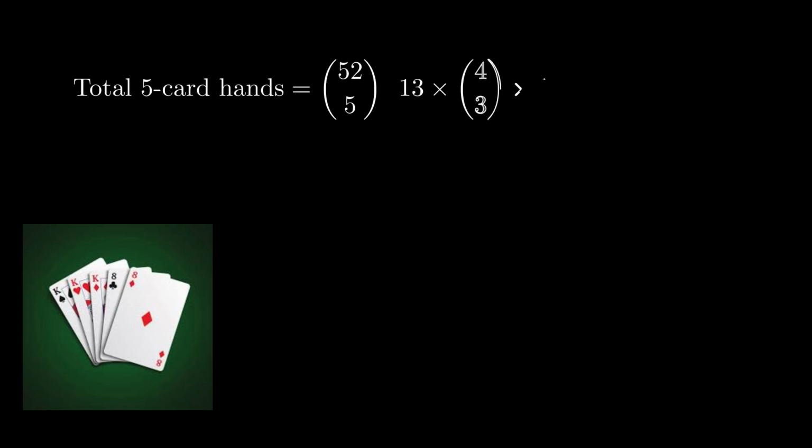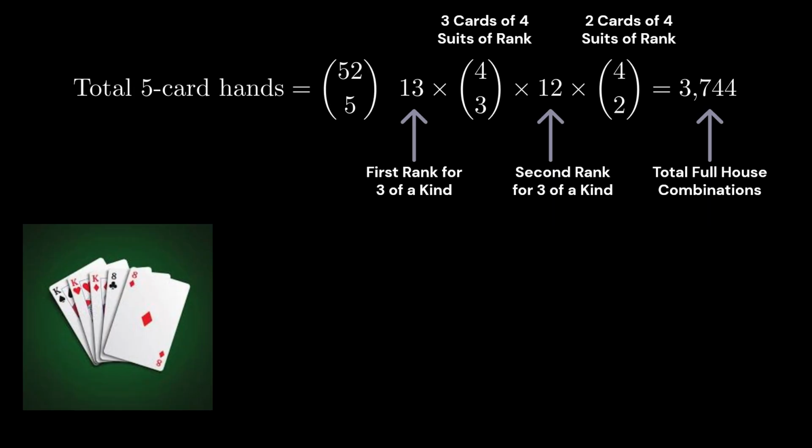Next, we'll find the total number of possible full house hands. We could do this with the 13 possible ranks shown on screen. Then we could do 4 choose 3 to choose 3 cards from 4 suits of that rank. And then we can choose a different rank for the second pair, and that's just going to be 12 choose 1. Lastly, we're going to choose 2 cards from 4 suits of the second rank, hence the combination 4 choose 2. This will give us the total full house hands.